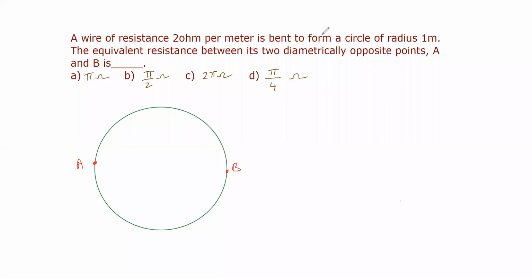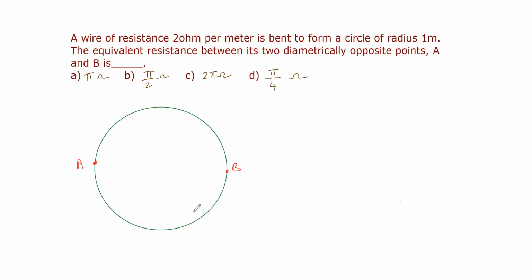We are going to solve a conceptual problem, NEET based problem. A wire of resistance 2 ohm per meter is bent to form a circle of radius 1 meter. The equivalent resistance between its two diametrically opposite points A and B is dash. Options given: first option 5 ohm, second option pi by 2 ohm, third option 2 pi ohm, fourth option pi by 4 ohm.